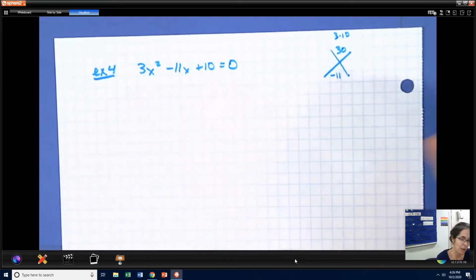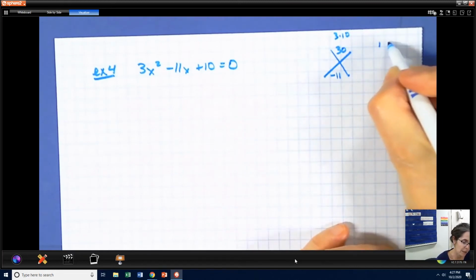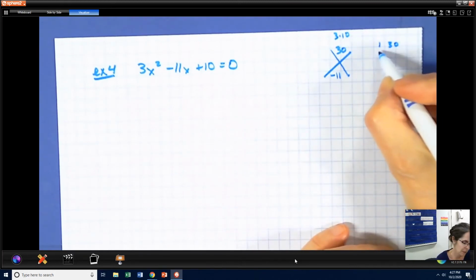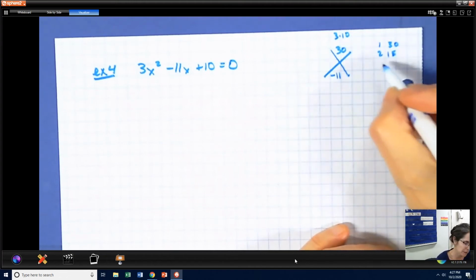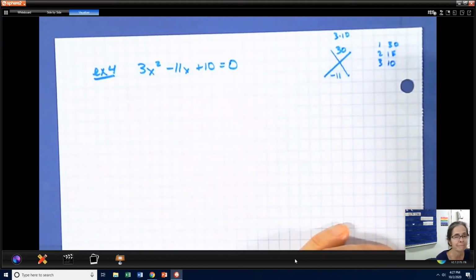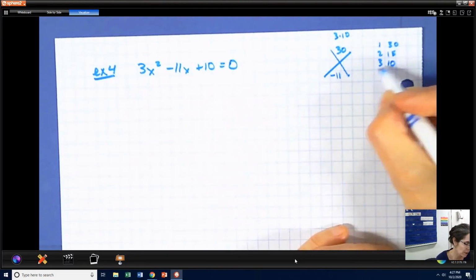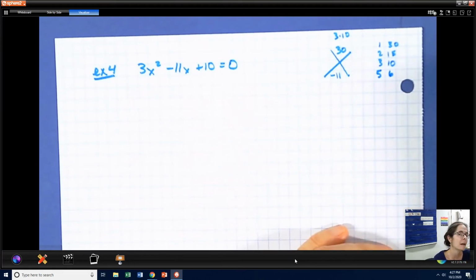Now, I'll make a nice list of all the factors of 30 that I have. There's 1 and 30. That won't work. There's 2 and 15. That won't give me negative 11 either. There's 3 and 10. I could get 13 out of that, but no. 4 doesn't go into 30. There's 5 and 6. Oh, 5 and 6 add up to 11.